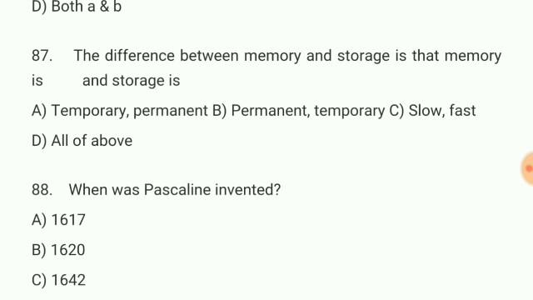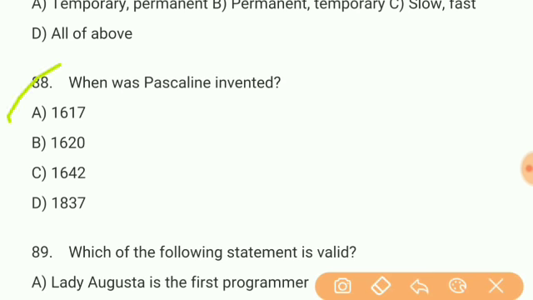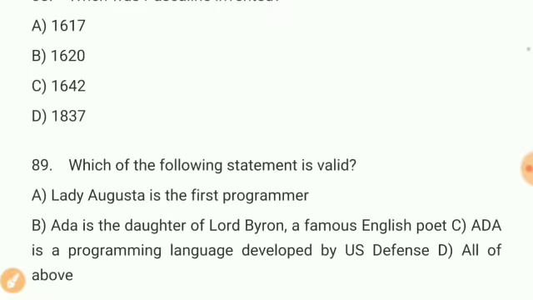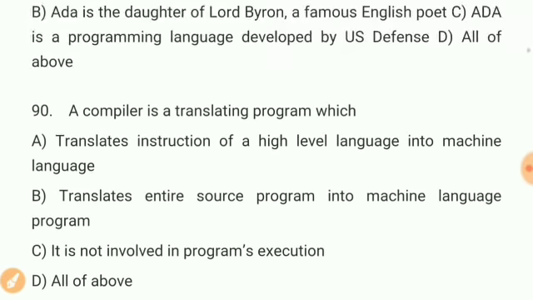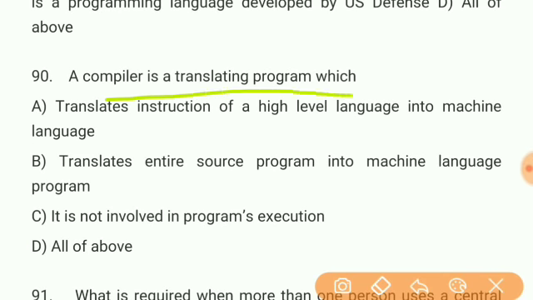Then when was Pascaline invented? It was invented in 1642. Then which of the following statements is valid? And it is number D. Number D is valid. All of the above means Lady Augusta is the first programmer. Ada is the daughter of Lord Byron, a famous English poet. Then Ada is a programming language developed by the US Defense. So all are correct.